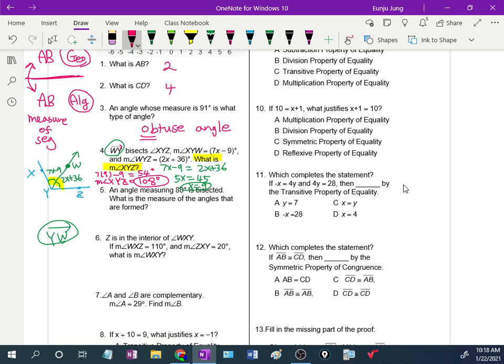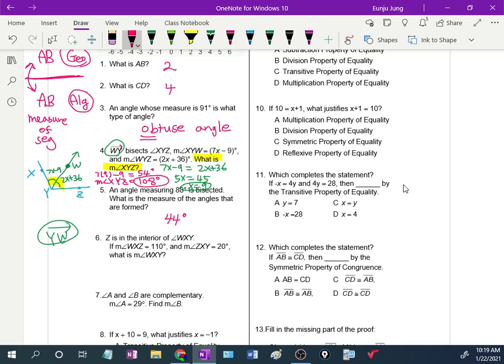Question number 5. An angle measuring 88 degrees, is it 88? Is bisected. What is the measure of the angles that are formed? That's easy, right? 44, that's right, correct. Bi means two. Sect means cut. An angle bisector cuts an angle into two congruent angles.